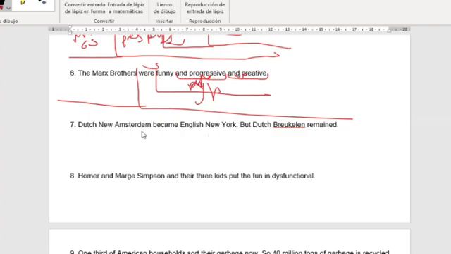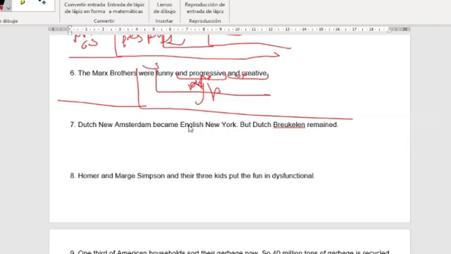Here we have 2 sentences. Dutch New Amsterdam became English New York. Okay. This is what? Proper noun. This is what? Proper noun. Became? BL. Is, because you say is in English New York, right? English? What is English? It's an adjective. New York is a proper noun.